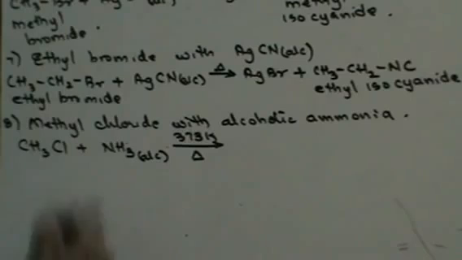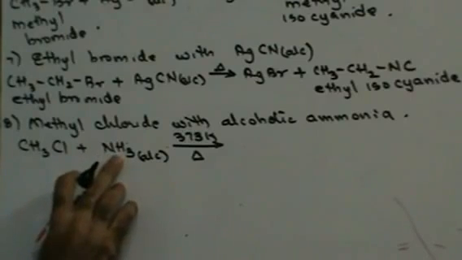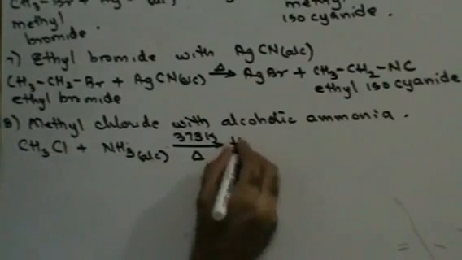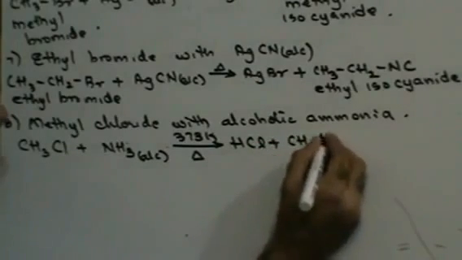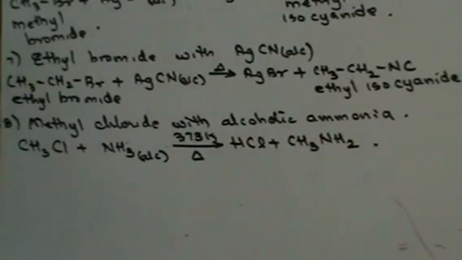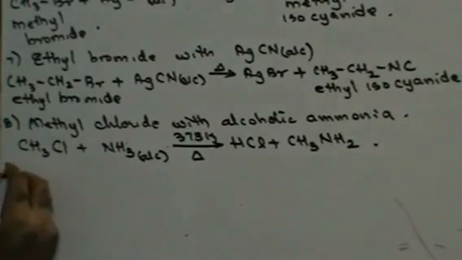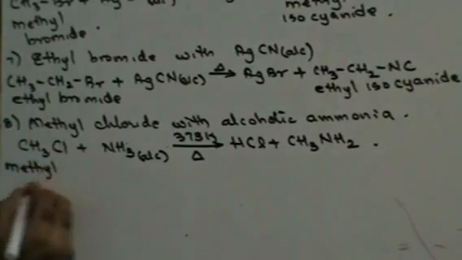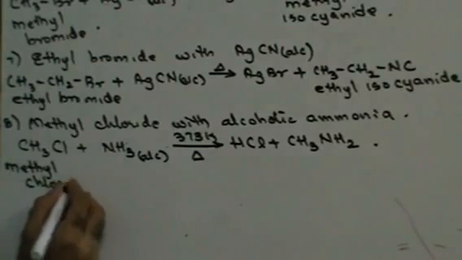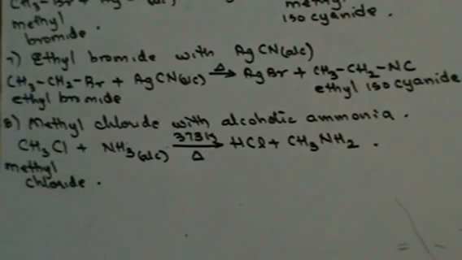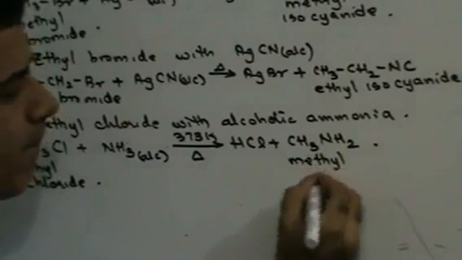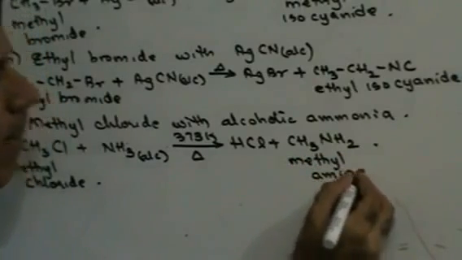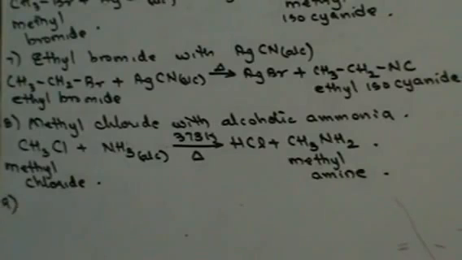Substitution reaction, one H from the ammonia will react with Cl to form hydrochloric acid, and you will get CH3NH2. You will get amine group. So methyl chloride will react with ammonia to give you methylamine. What you get is methylamine.